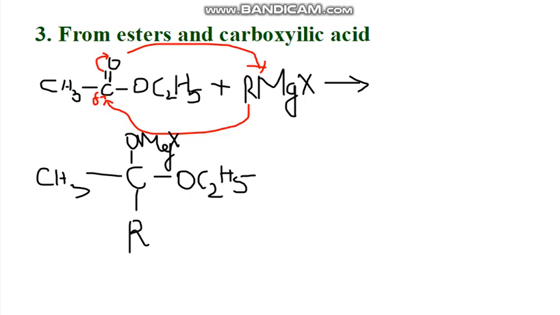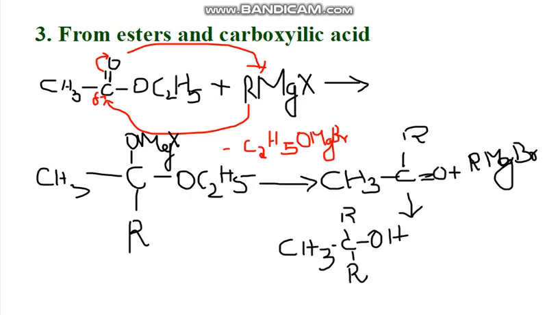Then in the next step, this C2H5 will eliminate. So here this OC2H5 and MgX will eliminate, and it will eliminate by giving this bond to it, and here a double bond will form. So here we get a ketone. Again this ketone will react with Grignard reagent and we will get an alcohol. This is how alcohol is formed.